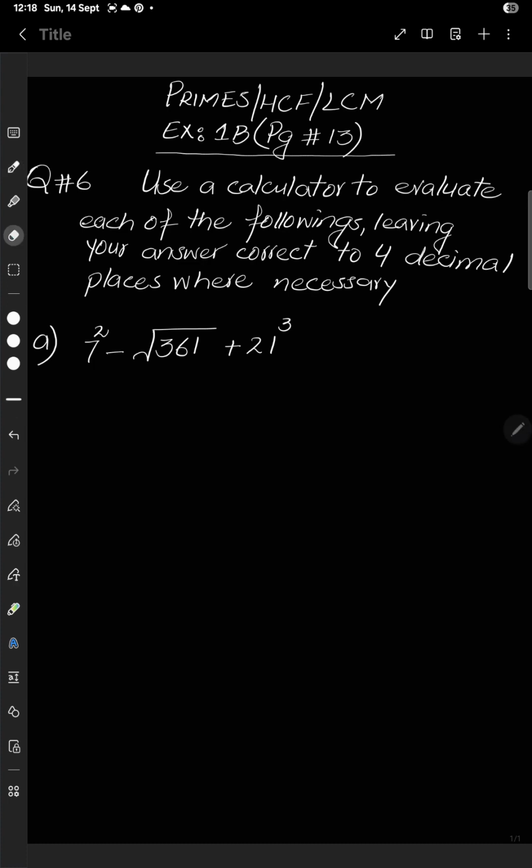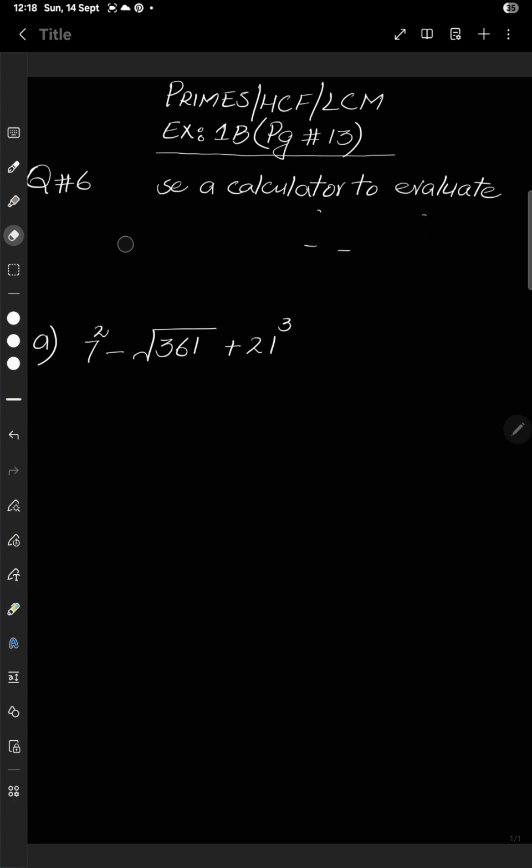So what I will do, I will erase this statement and try to solve these questions without using a calculator to help those students who are not allowed to use a calculator in their exams. This is pretty easy even without a calculator. So let's start doing our work. This is question number 6 and A part. You can see the question on screen.